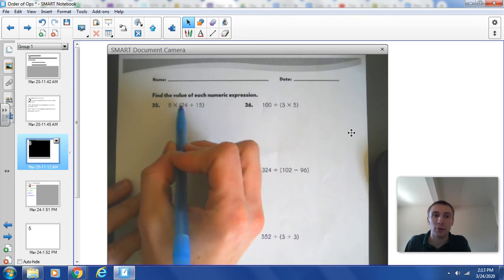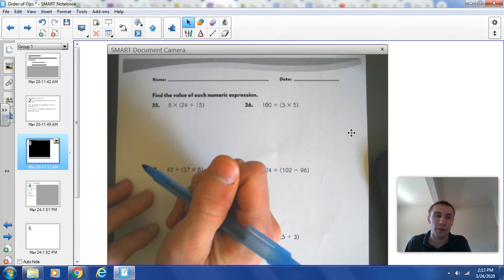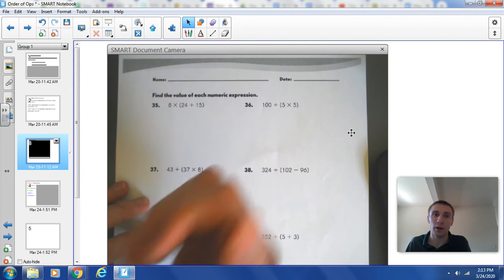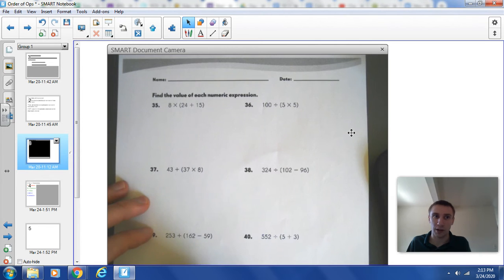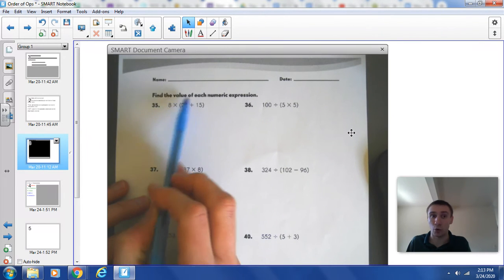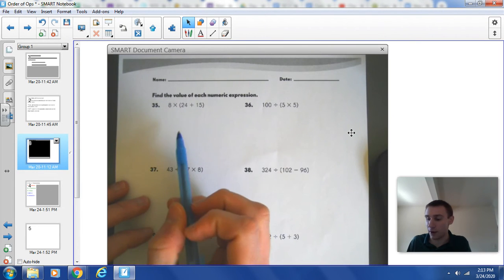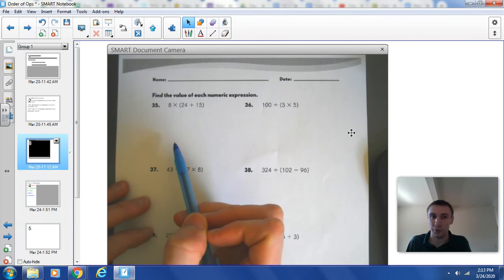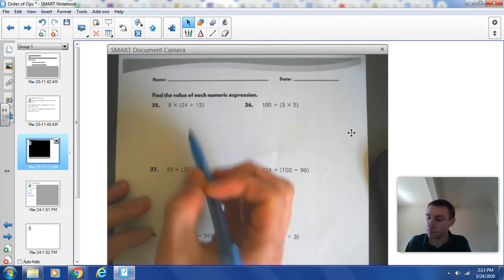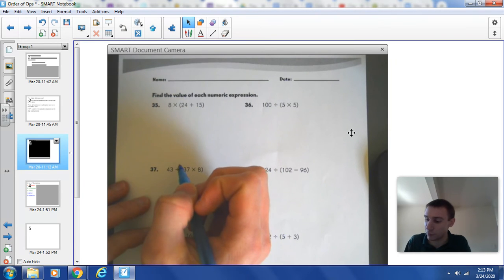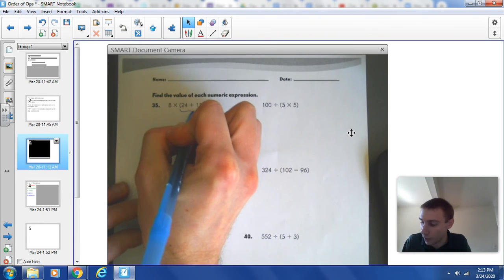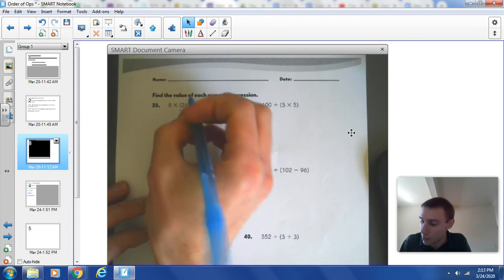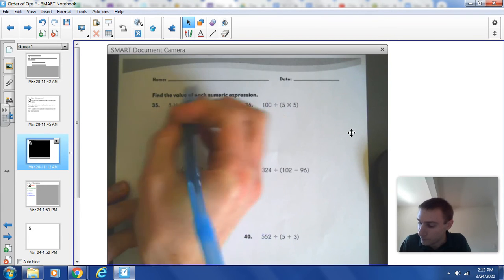When we read parentheses, we don't say parentheses 24 plus 15. We call it the quantity because it's usually some amount or quantity of number that's inside there. So 8 times the quantity, 24 plus 15. So I'm going to solve for 24 plus 15 first because that's what's inside my grouping symbol. And I'm going to have 39.